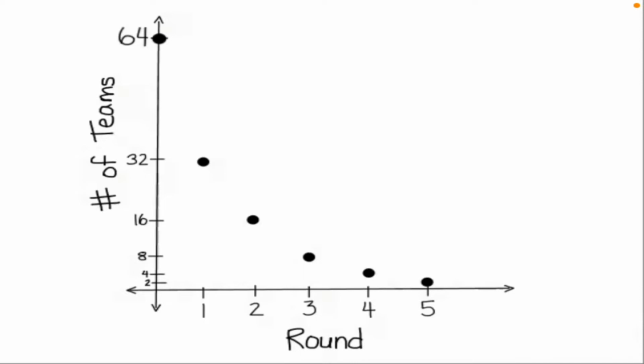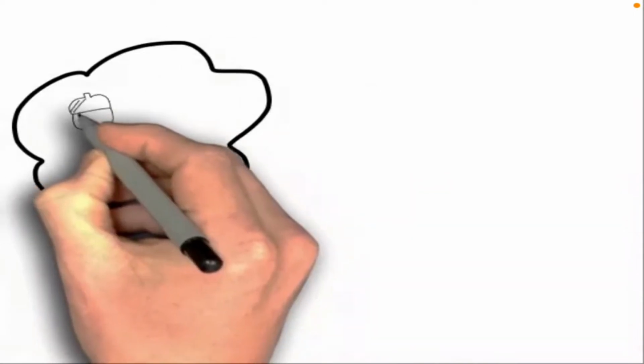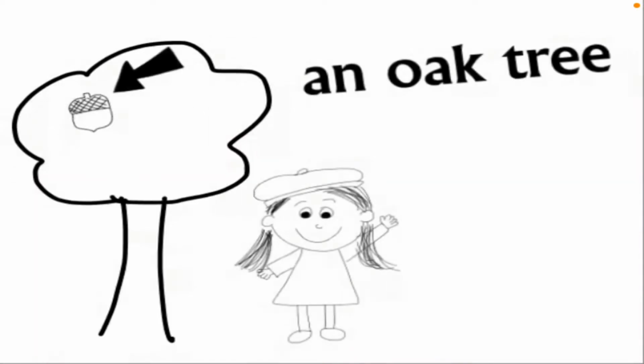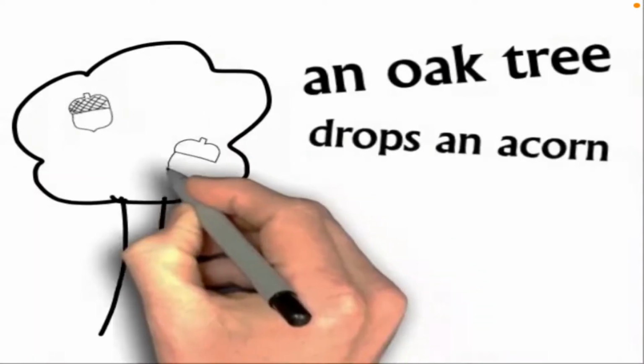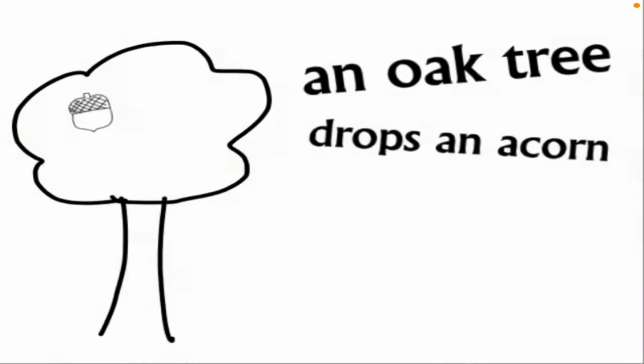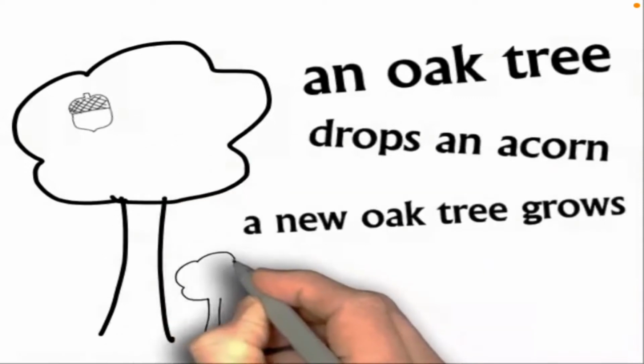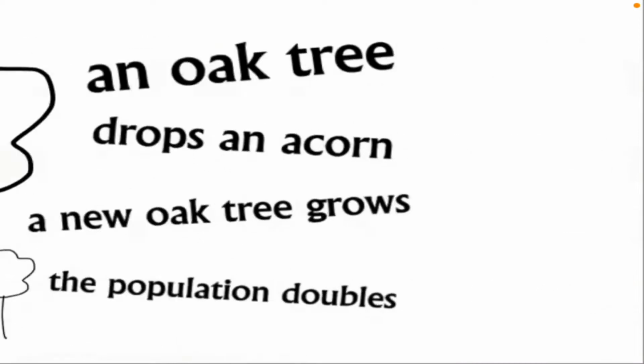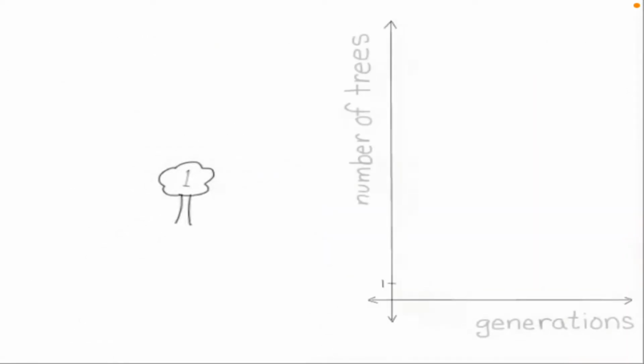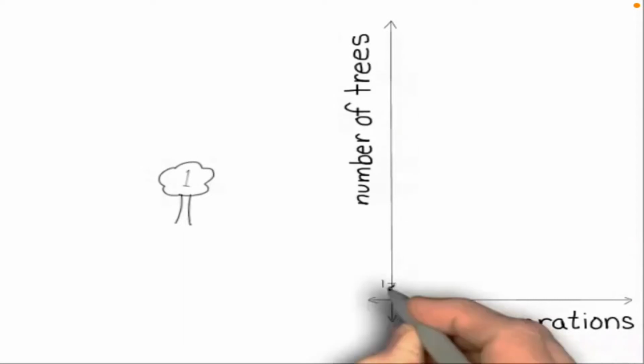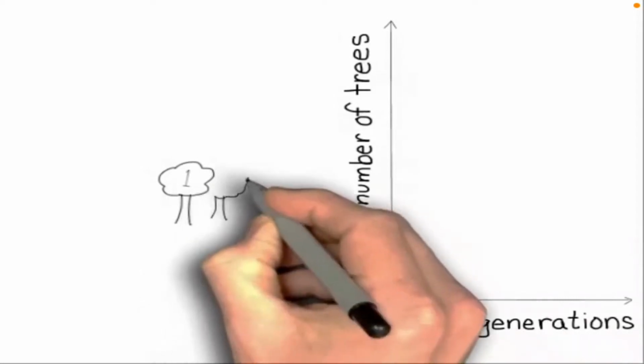Hey, help me with my homework. I'm supposed to investigate plant populations. Do you have a favorite tree? Oak trees. Why? I like the hats the acorns wear. So if an oak tree drops an acorn and a new oak tree grows, we had 1 tree, now 2. The population doubles. Keep track of those numbers. 1 oak tree drops an acorn, and then we have 2. 1 tree doubled.